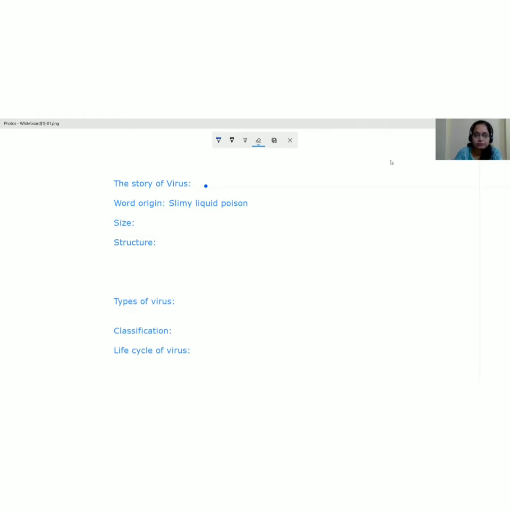This word, virus, is a Latin word, and the meaning of this word is slimy liquid poison. Yes, this name itself describes that this particular creature is a very dangerous thing.